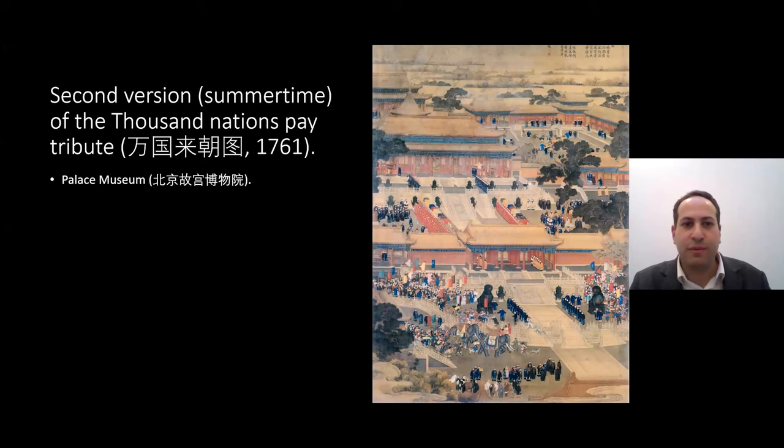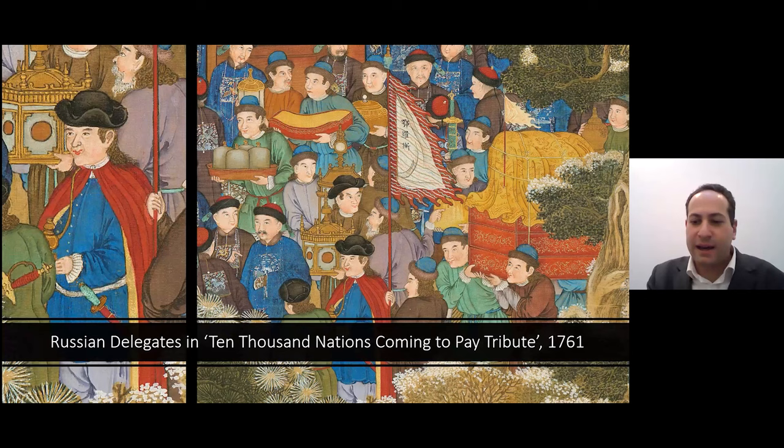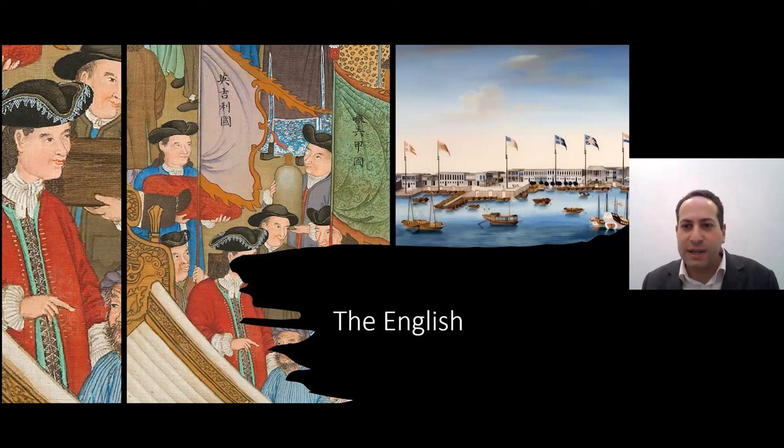Here's another version of the Thousand Nations coming to pay tribute. And it's difficult to see the details, but here we have Russian delegates. And then the English. And the English are important because at this time they are trading in Canton in the south. There are many rules. They're not allowed to go wherever they like. They're trying to trade with the Chinese, but there is a huge deficit. They are buying tea and porcelain, but the English don't really have anything to sell to the Chinese back. And so they're spending huge amounts of silver, which is flowing to China, but they're not getting anything back.